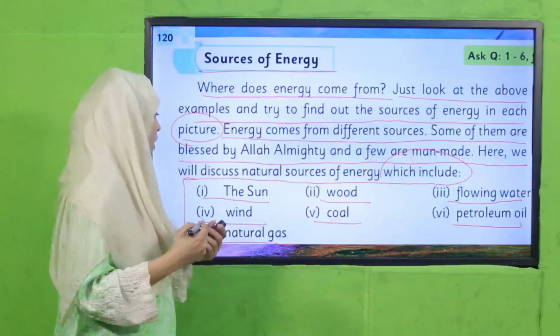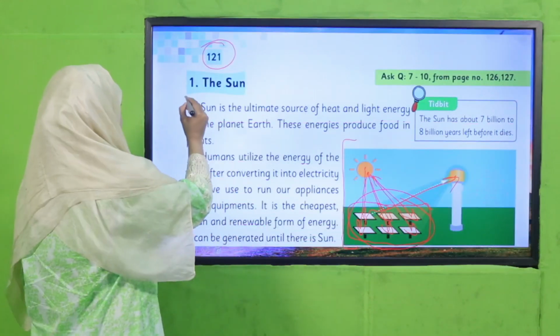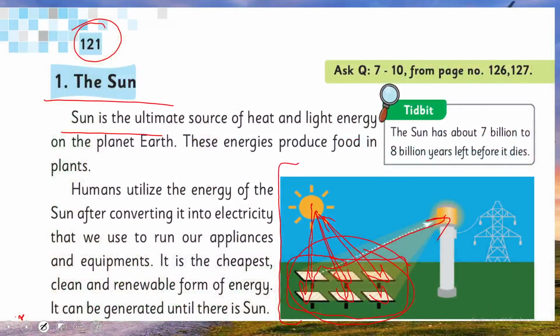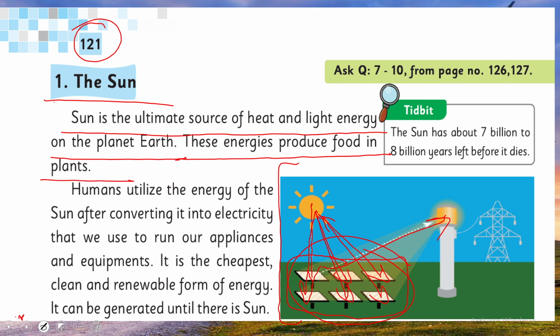करते हैं फिर. So now let's study the sun. Sun is the ultimate source of heat and light energy on the planet Earth. These energies produce food in plants. So my dear students, not just the sun produces electricity.